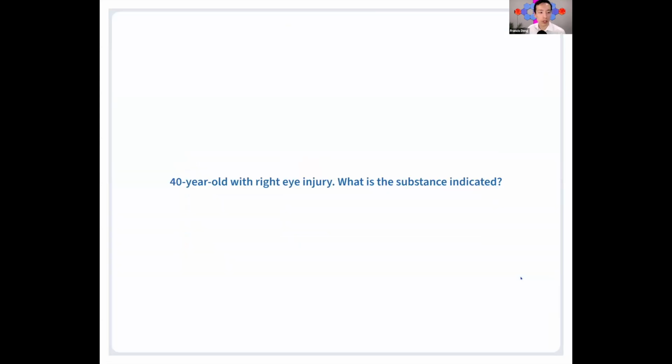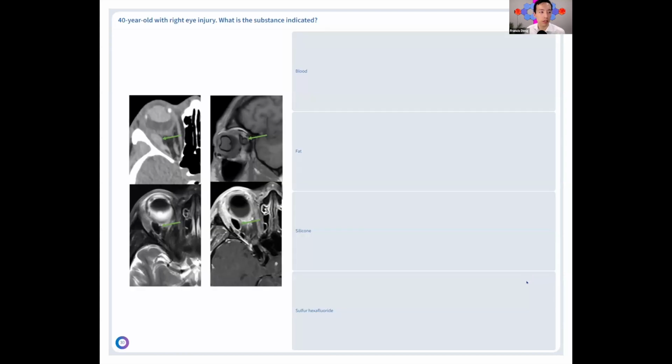Our next case is a 40-year-old with right eye injury. What is the substance indicated by the arrows? So we have an axial CT image without contrast, a sagittal T1 weighted image without contrast, a T2 fat suppressed image, and a T1 post-contrast fat-suppressed image.